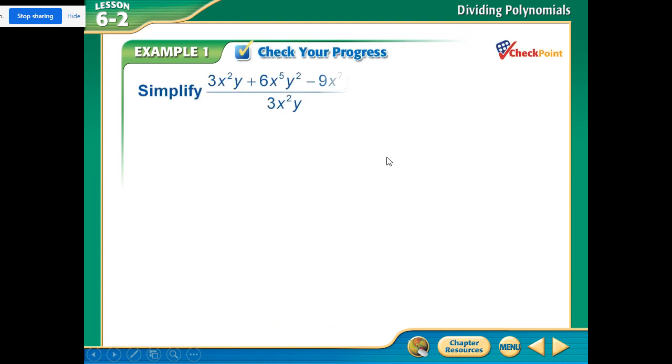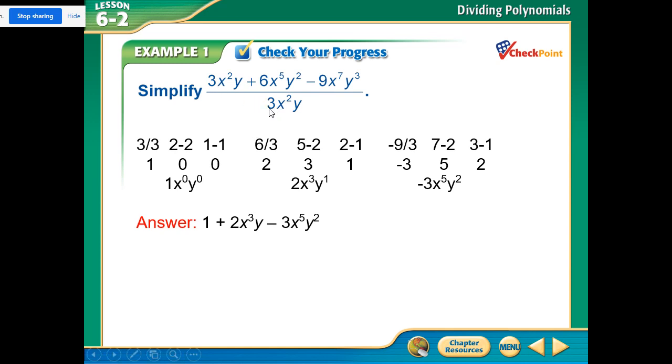Let's try it one more time. So I'm going to take 3 divided by 3, so 3 divided by 3 is 1. And then 2 minus 2, or 0, and 1 minus 1, which is 0. So 1x squared y squared, which is just 1. Middle term, 6 divided by 3, which is 2. 5 minus 2 for the x's, and 2 minus 1 for the y's, giving us 2x cubed y to the first. And then negative 9 divided by 3 is negative 3. 7 minus 2 is 5, and 3 minus 1 is 2. And that's what our answer is.